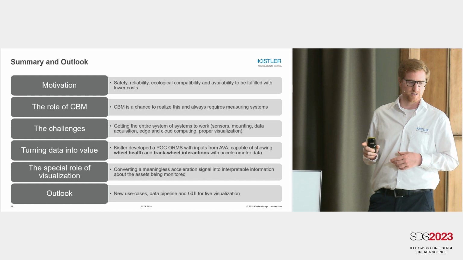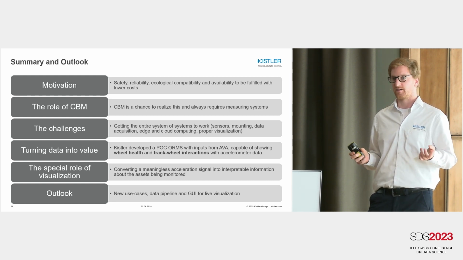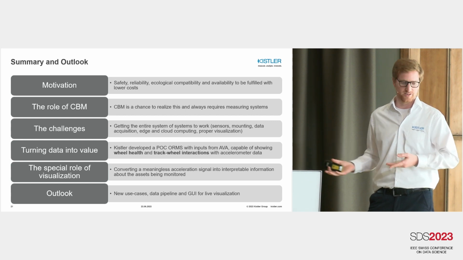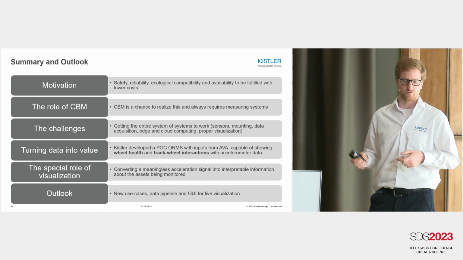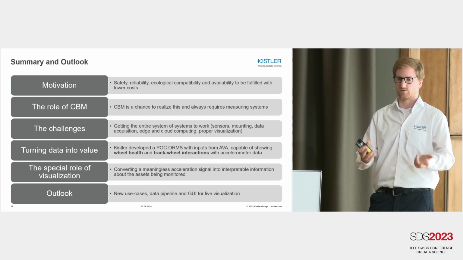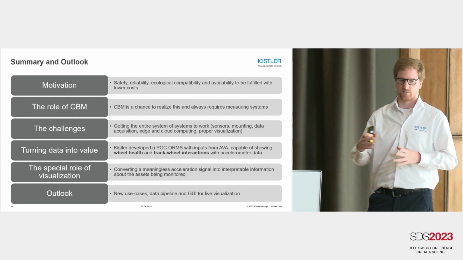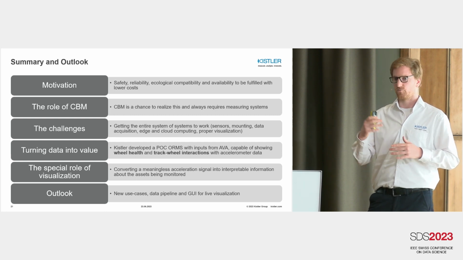Also, I want to emphasize the special role of visualization. An acceleration signal on its own does not convey a lot of meaning to humans or to a rail operator. So you have to do some work in order to translate that into something that they can actually work with. So this heat map, which we've seen, is intuitive, understandable immediately, and they were able to derive some conclusions from it on where to alter their lubrication strategy. And then also for this wheel health index.